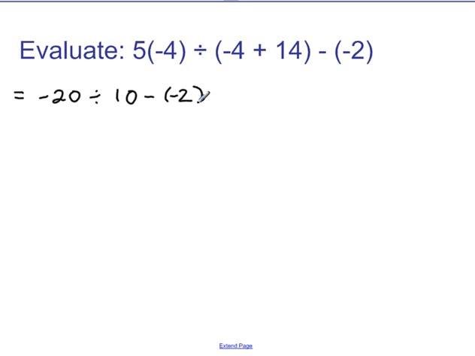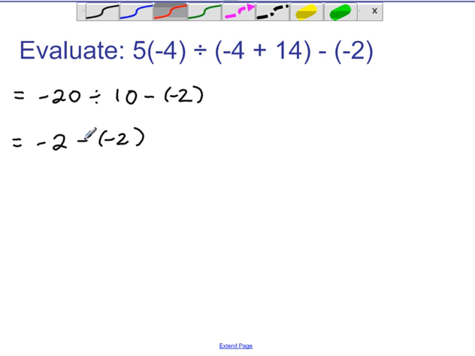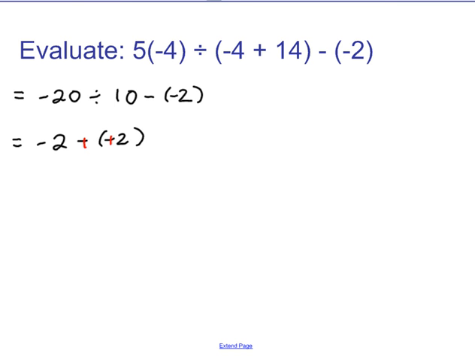Now, if you don't like that, you can do it in 2 steps. So you can do the bracket part first, then do the multiplication part. You don't have to do it all in one. And now, negative 20 divided by 10 is negative 2. Again, we always divide before subtracting. And in this case, negative 2 minus negative 2. Remember, when you subtract a negative, it's like adding. So that's like saying negative 2 plus positive 2, and that's going to give you 0. So this answer is going to be 0.